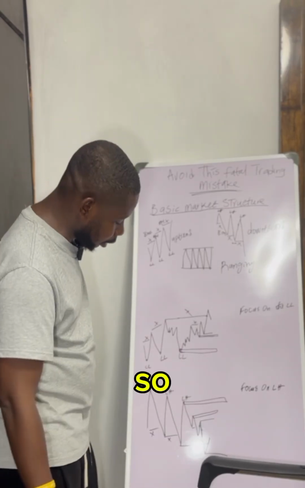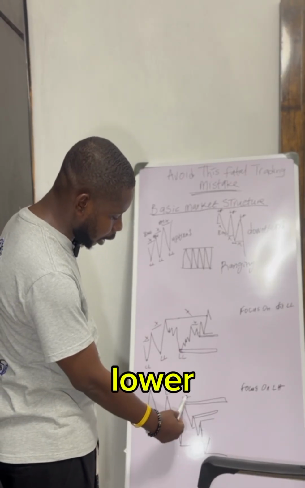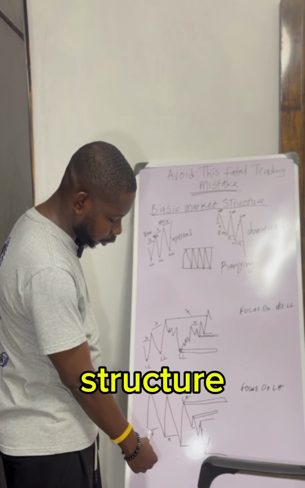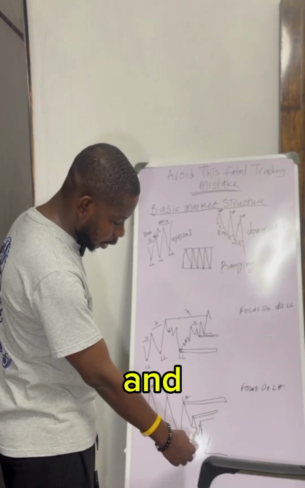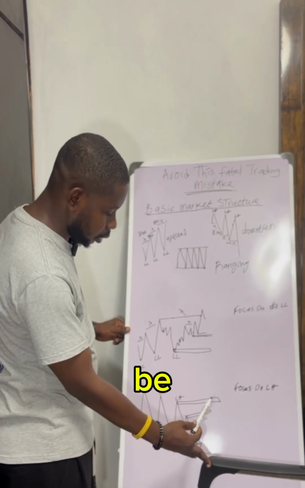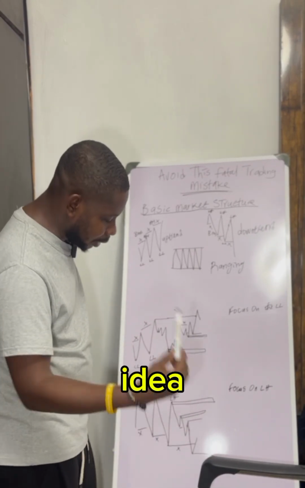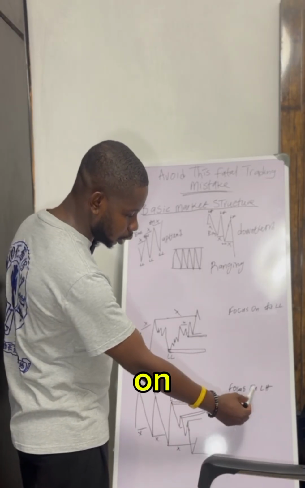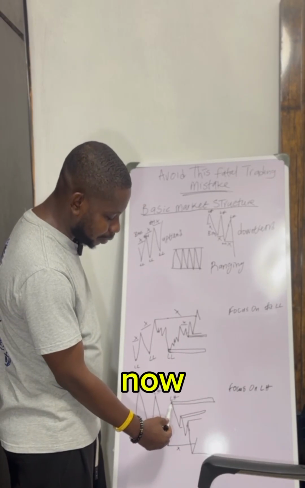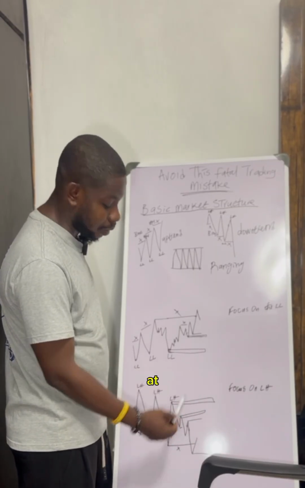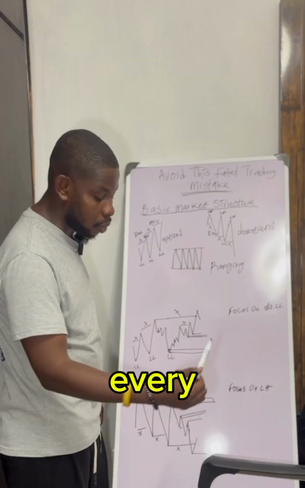I'll give an example here. You can see we have lower highs, lower highs, lower highs. Each of these lower highs is breaking structures to the downside. As you can see, break of structure here, break of structure here, and break of structure here. The idea is that we want to be entering from these lower highs, so focus on the lower highs. At every high there is supply, and at every low we have a demand.